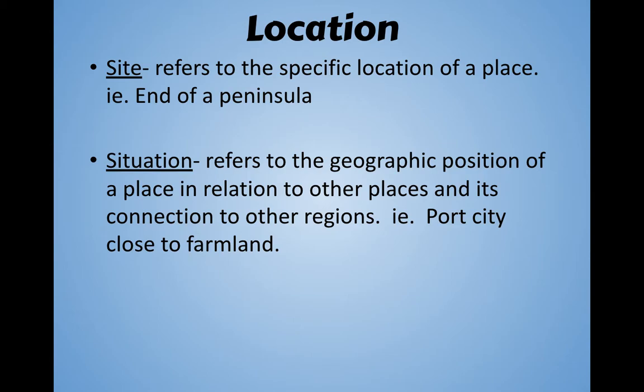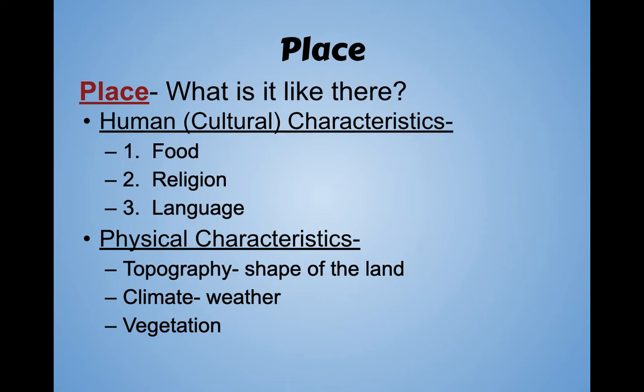Situation refers to the geographic position in relation to other places and its connection to other regions. For example, a port city might be close to farmland because the farmers will ship their products to the port, and then they'll sell them to whoever. This is true of St. Louis. St. Louis is a big hub, but it's around a lot of farmland. So a lot of farmers will ship their food to places in St. Louis, who will then take it out to other places.